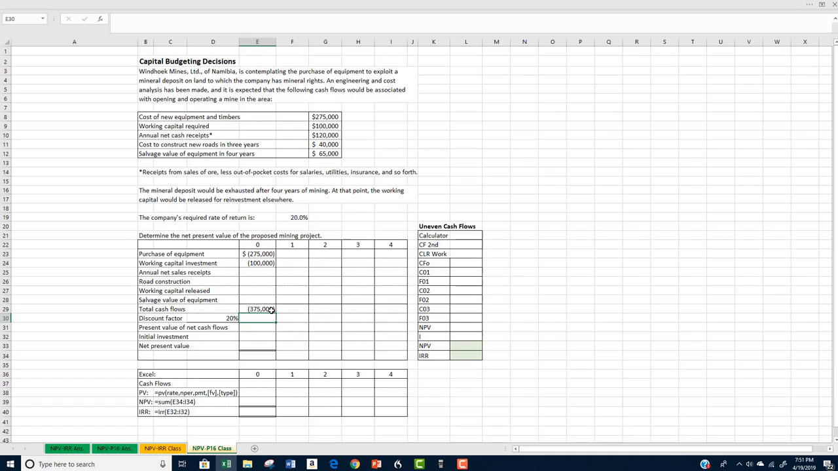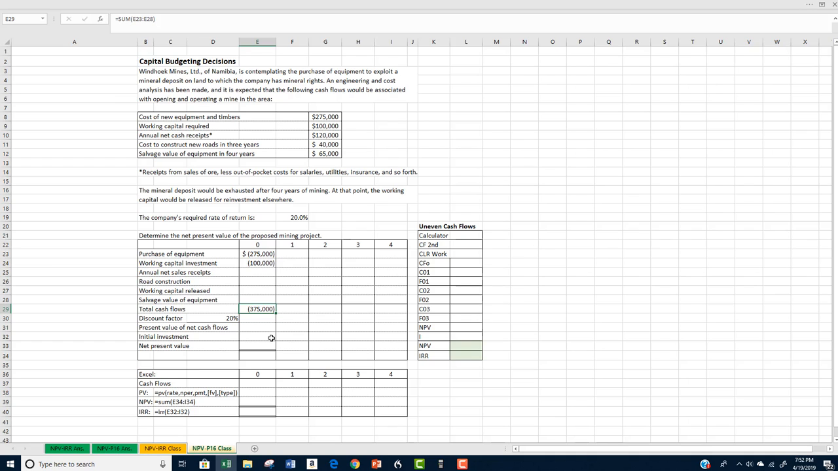There are 3 types of cash flows for this project. The initial investment of $375,000 is a cash outflow in year 0, which is the day 1 of the project. Because the investment is a cash outflow, it's entered as a negative.